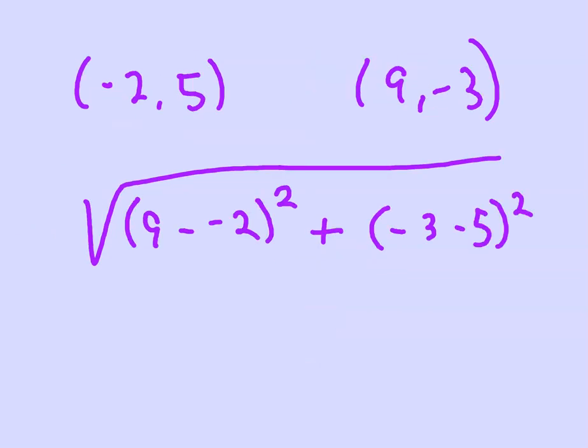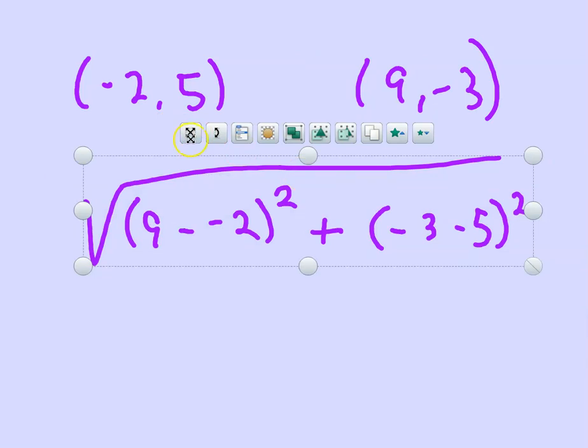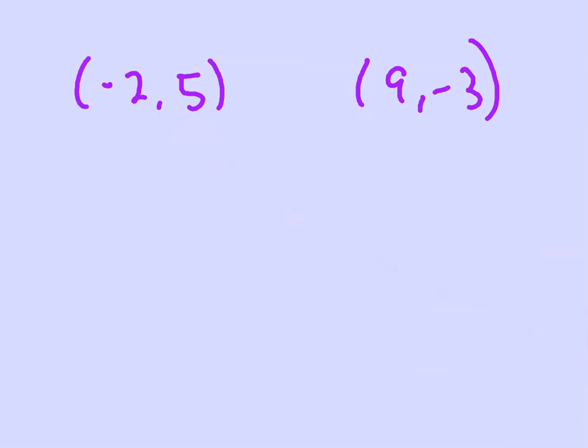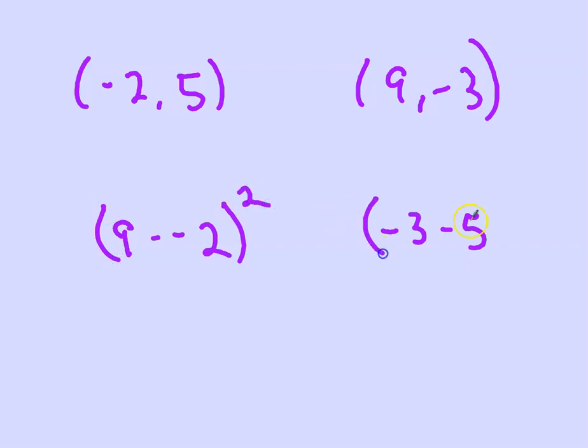So it doesn't matter, honestly, how complicated looking the work is. If they give me 2 points and I need to find the distance between them, all I need to do is subtract the x coordinates, 9 minus negative 2, to get the horizontal side of the right triangle, and the vertical coordinates, negative 3 minus 5, to get the length of the vertical side of the right triangle. And then I've got two numbers that I can square and add together and square root.